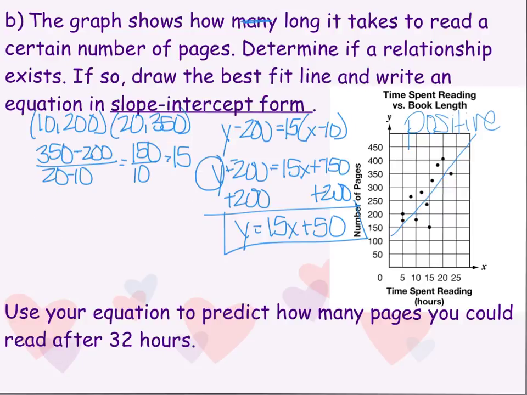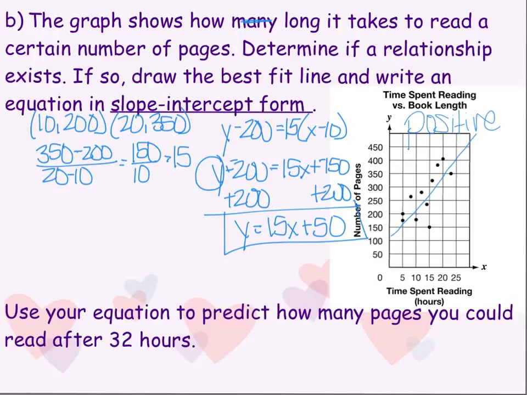All right, so the equation that I ended up with is y equals 15x plus 50. Here are things I'm going to be looking for when I grade your homework and your tests. I'm going to be looking for, one, you better have a positive slope. If your slope is negative, I'm automatically marking it wrong. Your slope should be somewhere around 15.